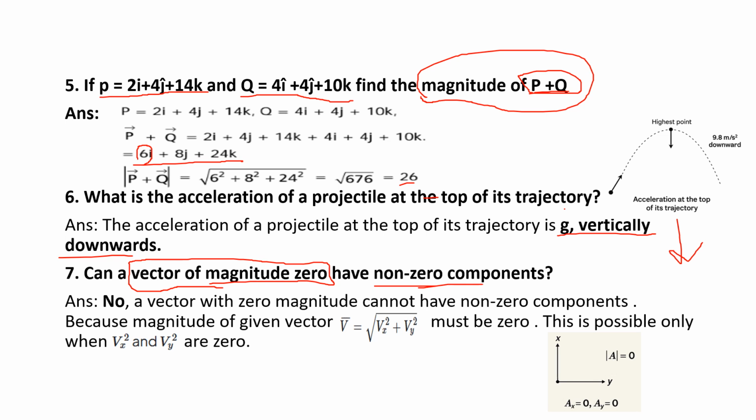See the reason. No, a vector with 0 magnitude cannot have non-zero components, because this is the formula for the magnitude of the vector, right? V is equal to root of vx square plus vy square, which must be 0. This is possible only when vx square and vy square are 0. When the components are 0, then only we will get the 0 vector magnitude. We need to give that reason here.